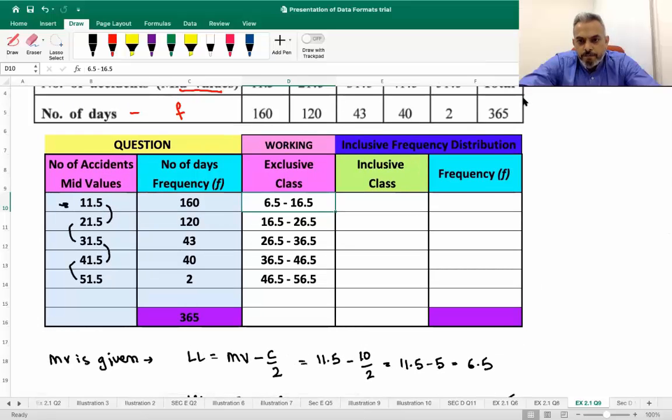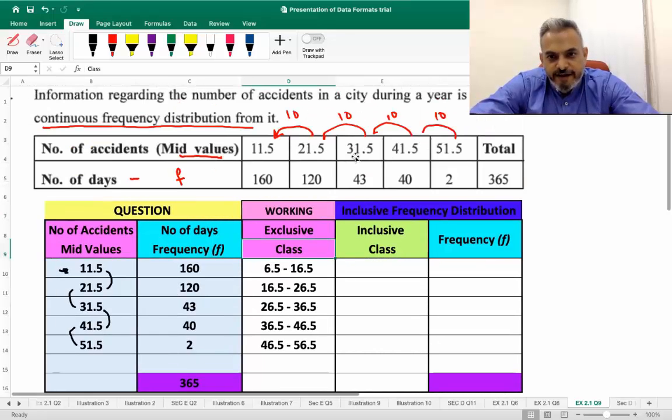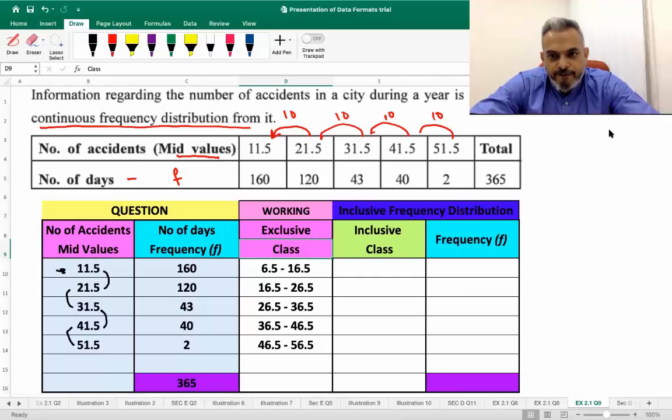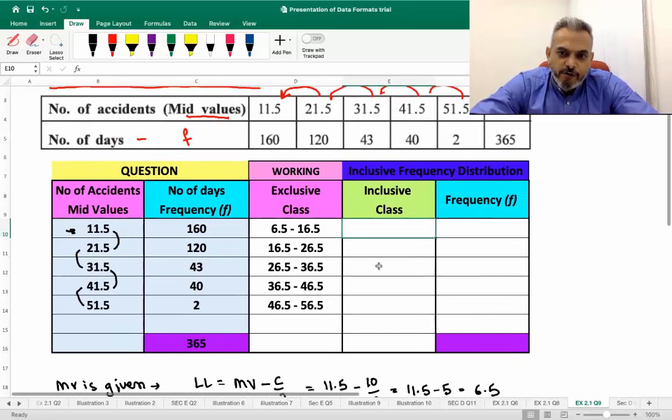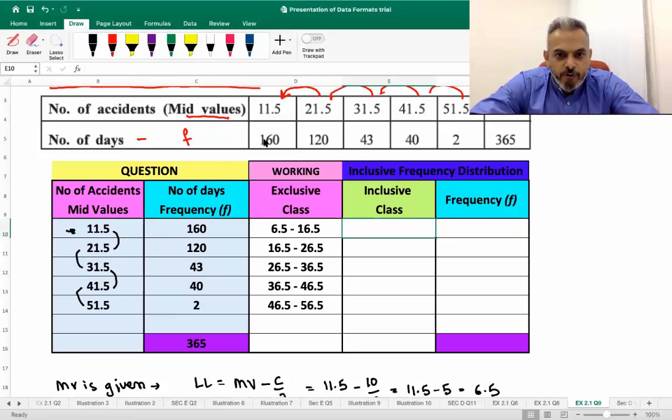Now, over here, these classes, what we made using the mid-value, lower limit formula and all, what we get is exclusive classes. Now, over here in the question, it is said that you find inclusive continuous frequency distribution.